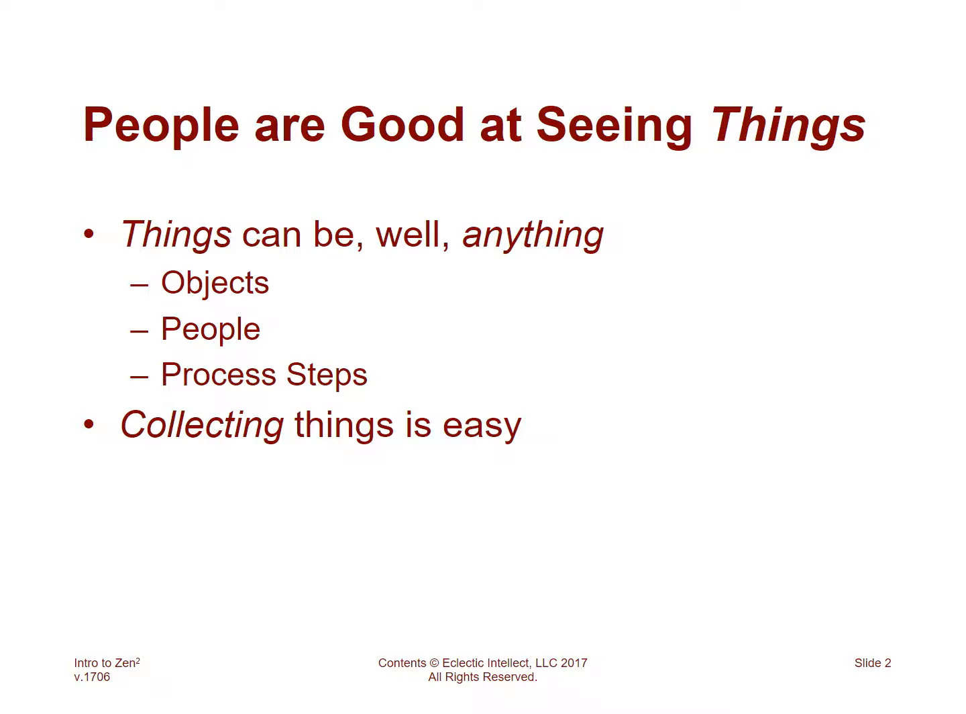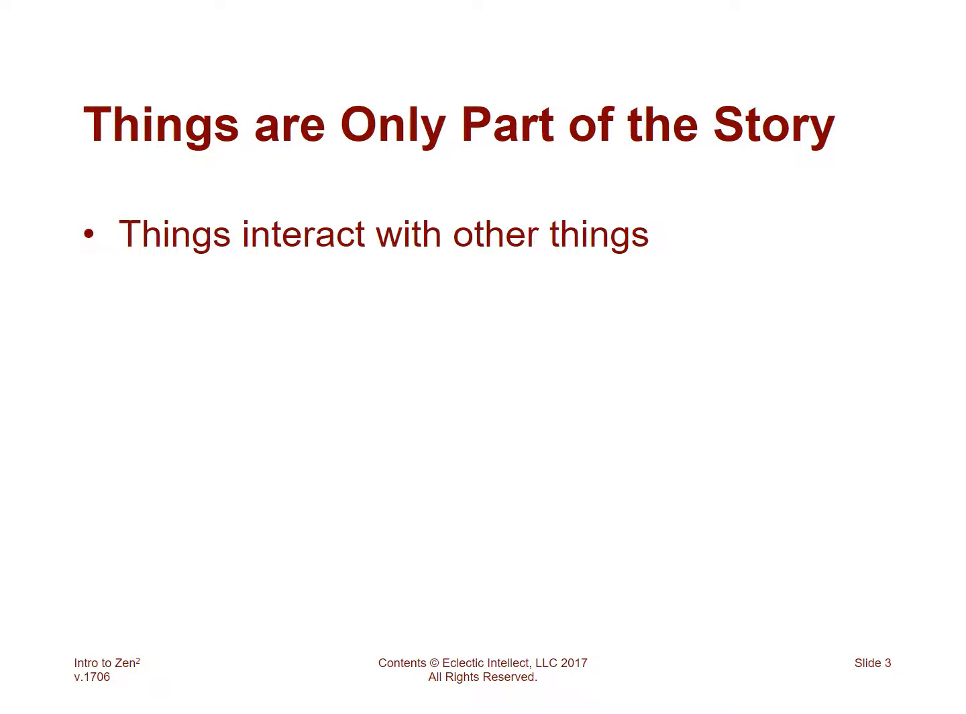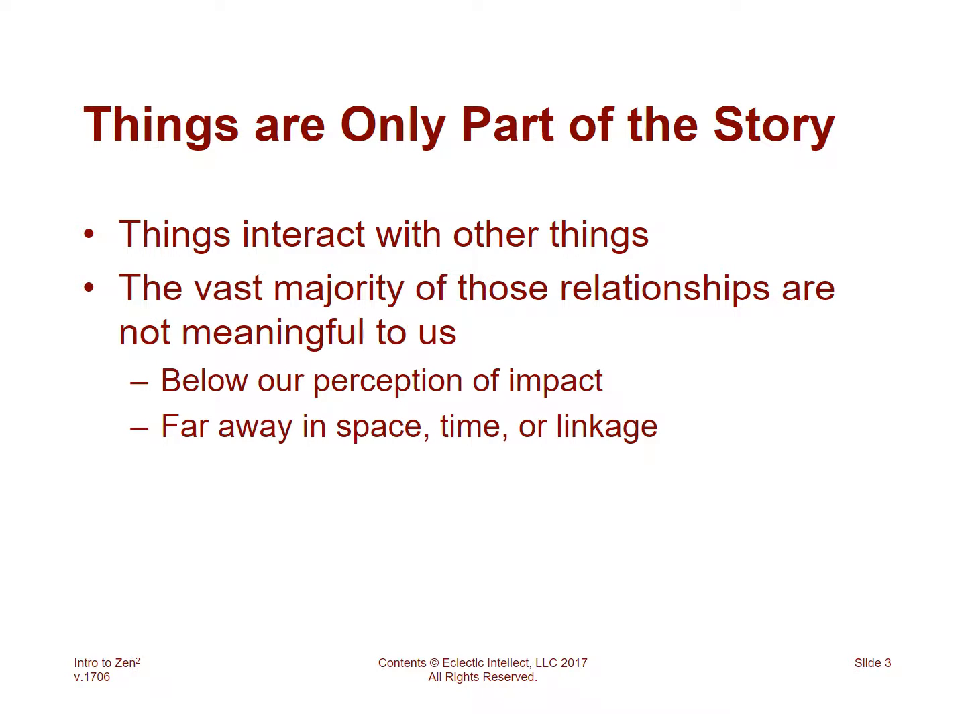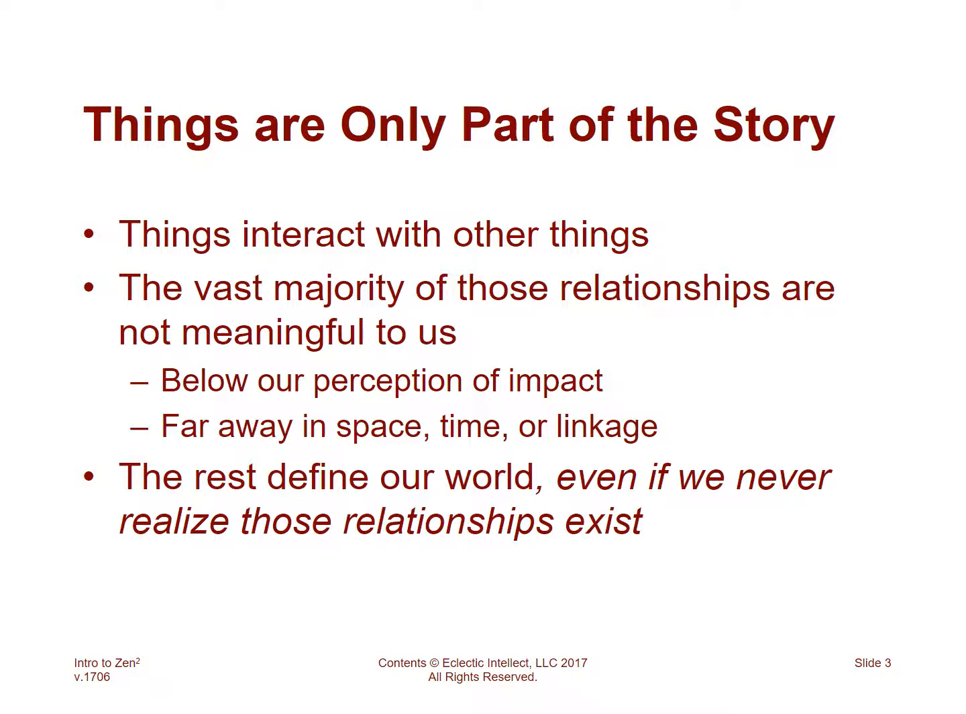Collecting things is easy. Making lists of stuff, super easy. But understanding how they all interact and what they do as a set can be maddeningly difficult. Things are only part of the story, because things interact with other things. The vast majority of those relationships aren't all that meaningful to us. They're either below our perception of impact, or they're far away in space or time, or they're just unrelated to us in some way. On the other hand, everything else defines our world, even if we never even realize those relationships exist.